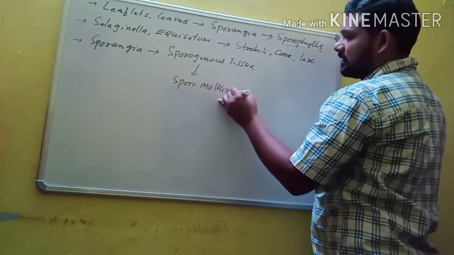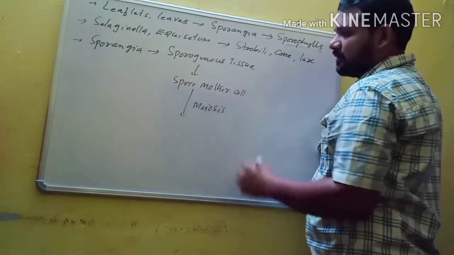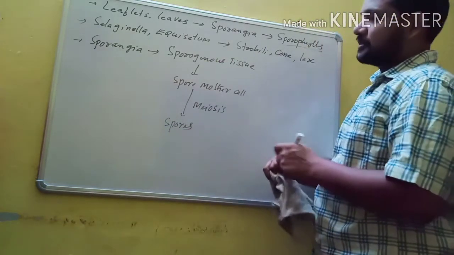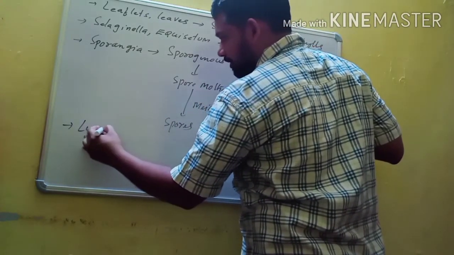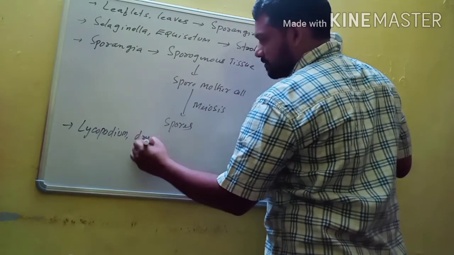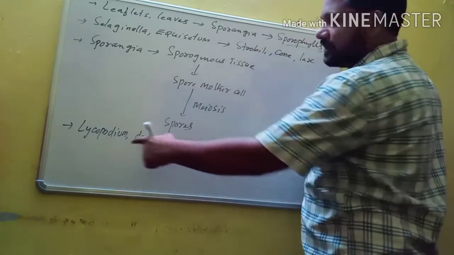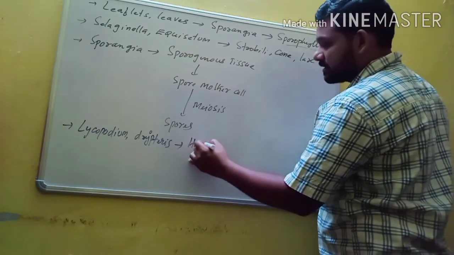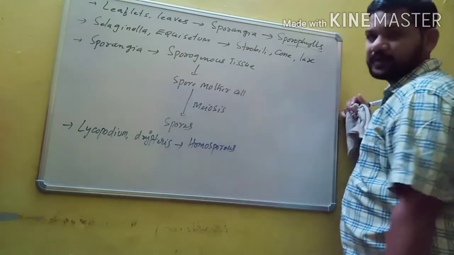Spore mother cell. Then this spore mother cell undergoes reduction division, or meiosis, to form spores. In some pteridophytes like Lycopodium and Dryopteris, they produce the same kind of spores. Such spores are known as homospores, and these plants are known as homosporous.